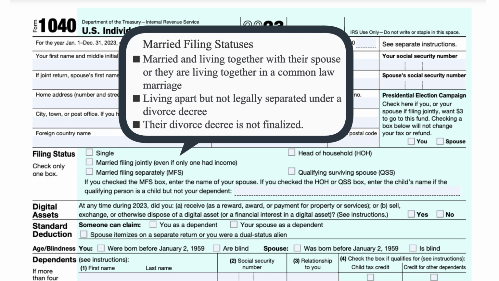For the married filing statuses, an individual is considered married if they are married and living together with their spouse, or they are living together in a common law marriage, or they are living apart but not legally separated under a decree of divorce, or they are considered separated due to the fact that their divorce decree is not finalized.